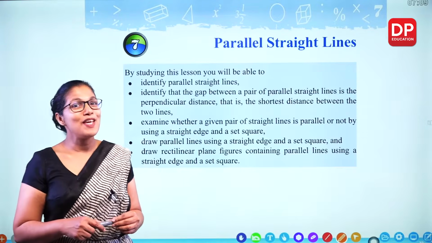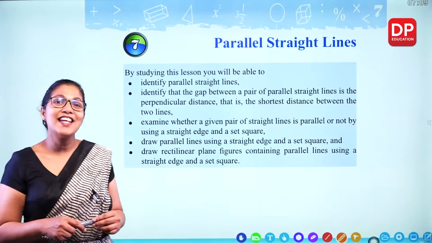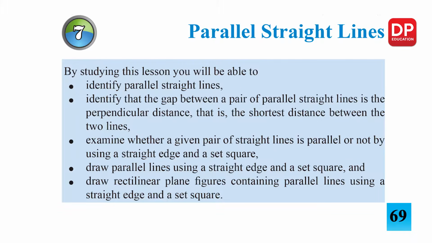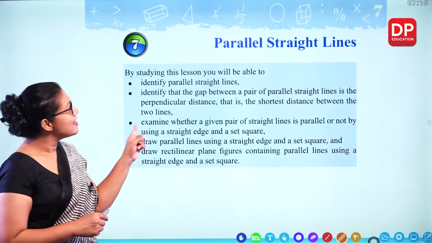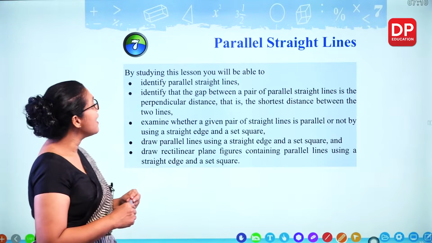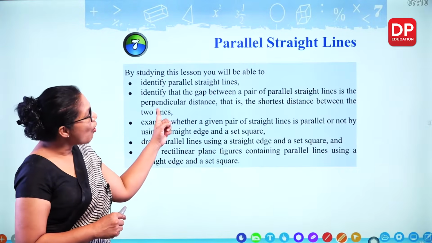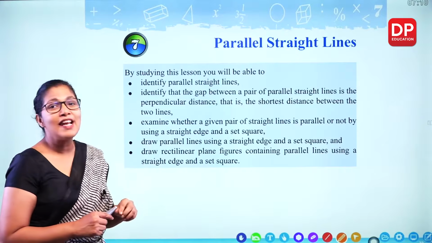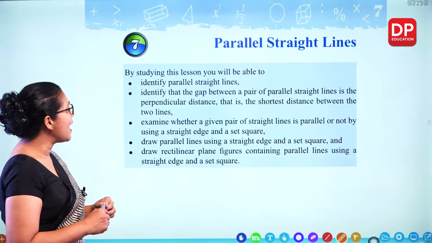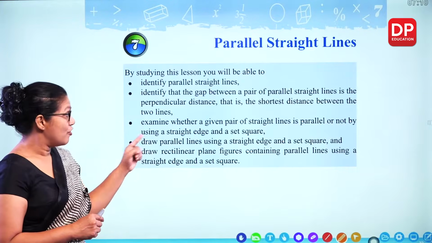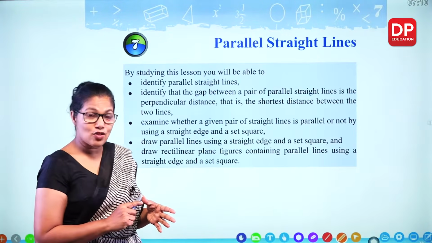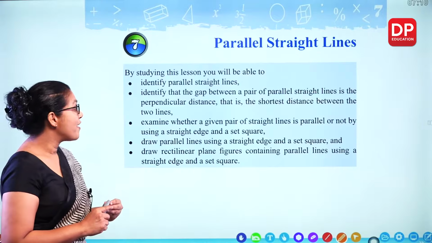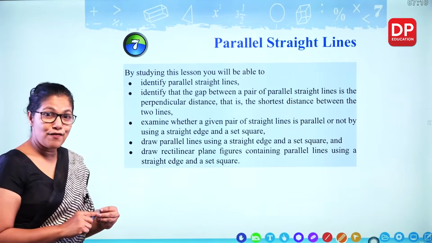Children, today I am here to teach you chapter 7 in your textbook, that's parallel straight lines. In this lesson we identify parallel straight lines and talk about the perpendicular distance between two parallel lines, and then we'll draw parallel lines using straight edge and set square and draw rectilinear plane figures.